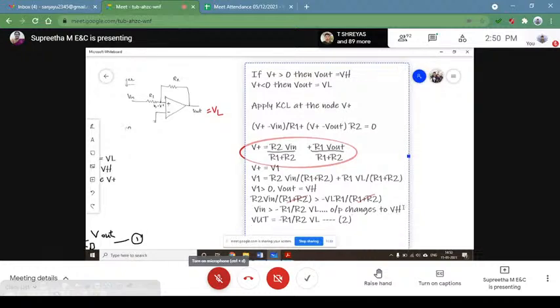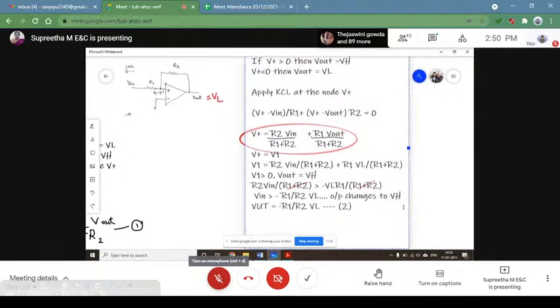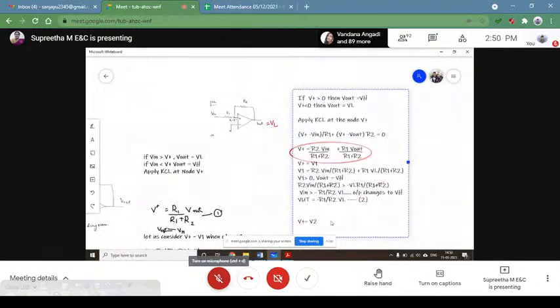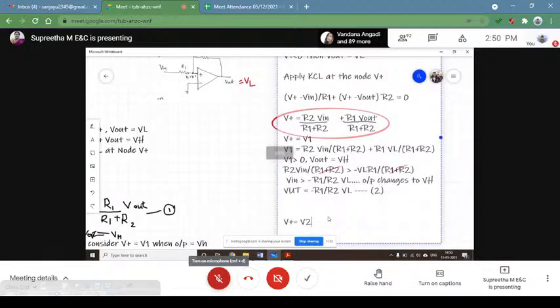Similarly, can you do it for the other case? Now where V plus is equal to V2. When V plus is equal to V2, what will be Vout? Vout is equal to VH. So for simplicity, we take VH and VL to be plus VSAT and minus VSAT respectively in our experiments.